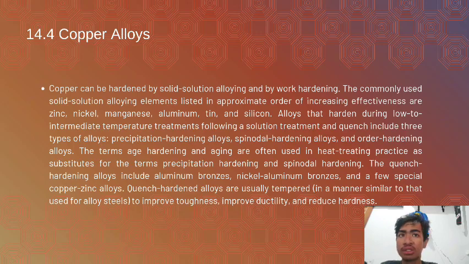There are two general types of heat treatment used to harden copper alloys. The first one is softening by high temperature quenching and hardening by low temperature precipitation heat treatment. The other is hardening by quenching from high temperatures to produce a martensitic type reaction.